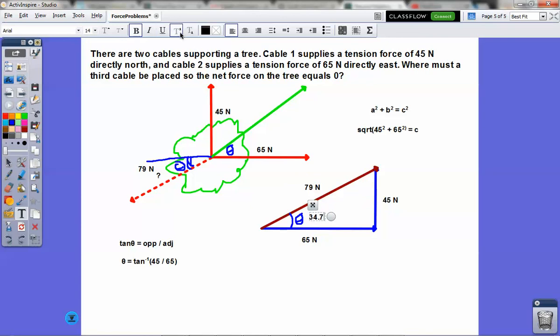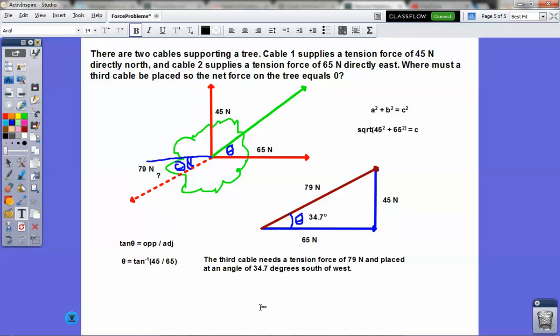So there you go. Now that tells you, of course, if this is 34.7 degrees, that means that this cable would have to be placed 34.7 degrees below the westward direction here. So we can say the third cable, for an answer, the third cable needs a tension force of 79 newtons and placed at an angle of 34.7 degrees south of west. Okay, that's how we would kind of describe that. So there you go. That's another example of a net force problem.